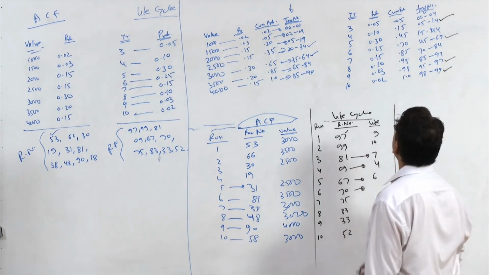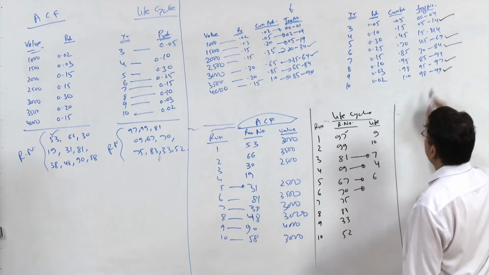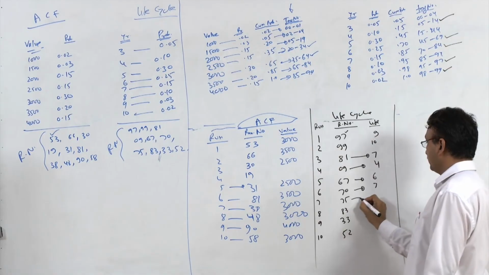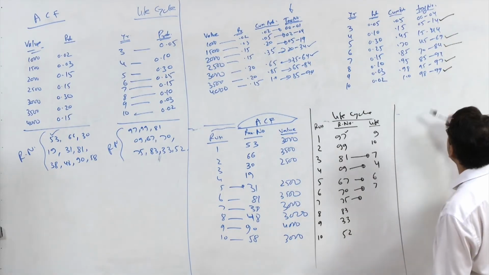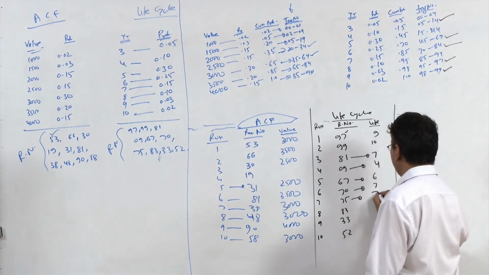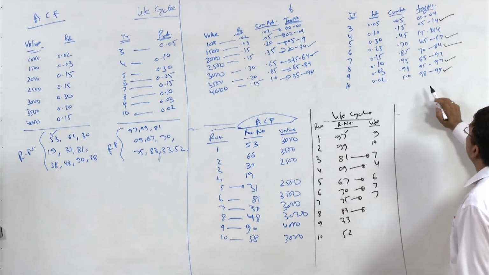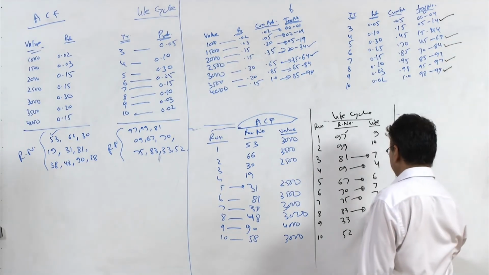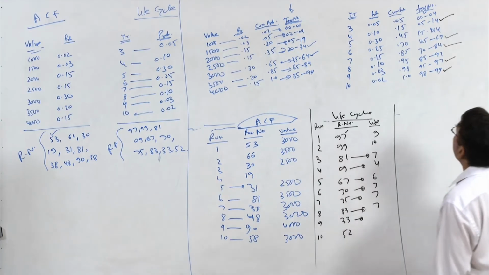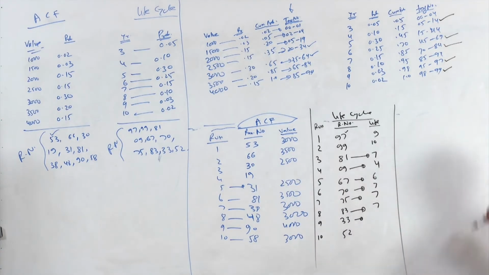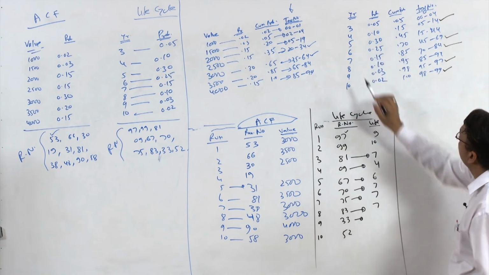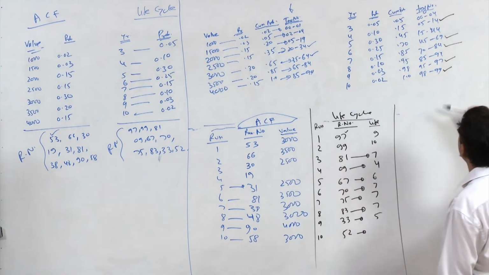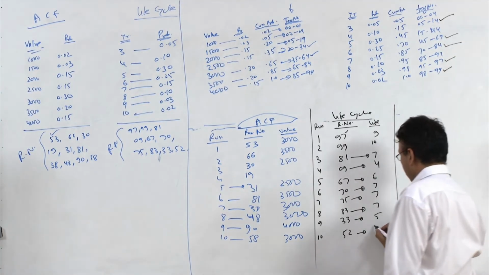For 70, 70 is here, so 7. 75, which range is 75 in? Here, so this is again 7 years. For 83, where is 83? Here, so again 7 years. When the random number is 33, 33 is here, so 5 years. 52 is here, so 6 years.